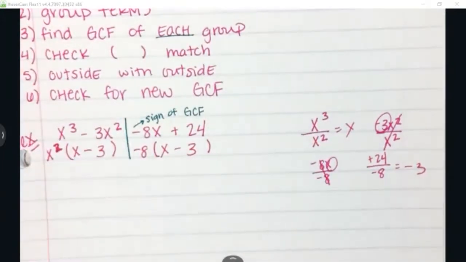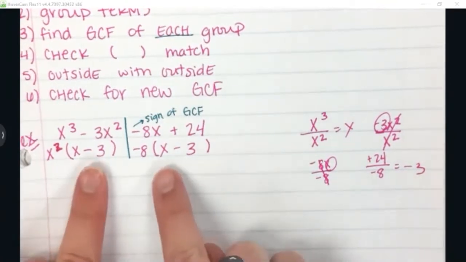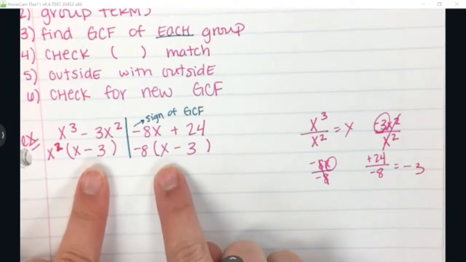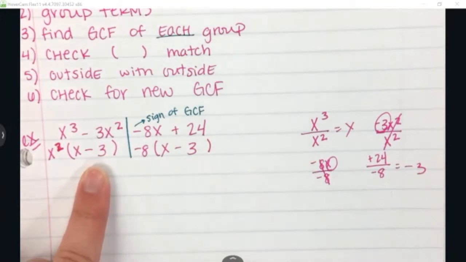Now, step number 4 says check that my parentheses match. Do my parentheses say the exact same thing? Exact. Like it can't have a plus sign different, okay? It has to say the exact same thing. And if it doesn't, we erase and start over because that means you picked the wrong GCF, okay?